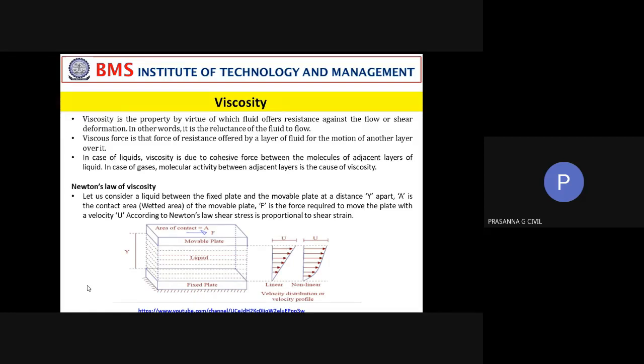Viscous force is that force of resistance offered by a layer of fluid for the motion of another layer over it. So one layer of fluid over the other, there is a sort of resistance to flow, and because of which the movement of the fluid, say, inside a pipeline or inside a channel, becomes affected by that. And that is the term viscosity.